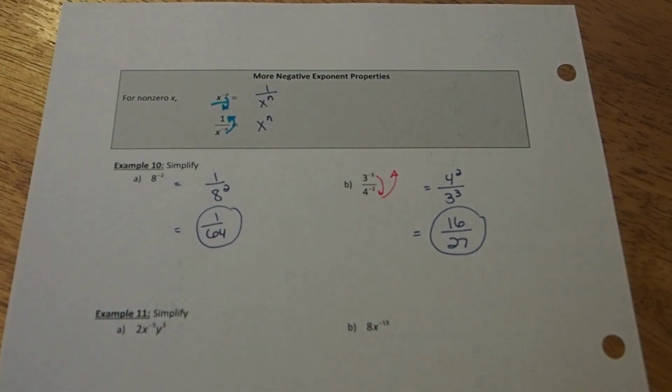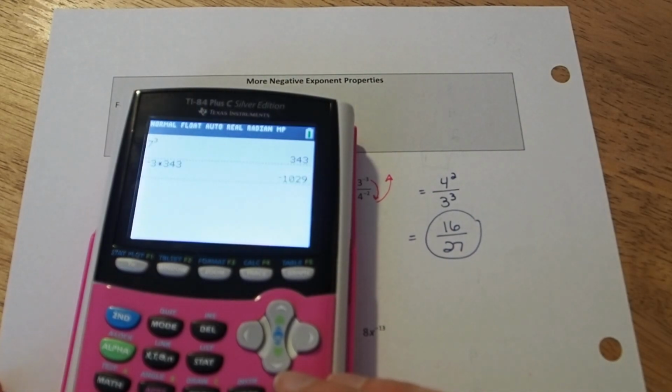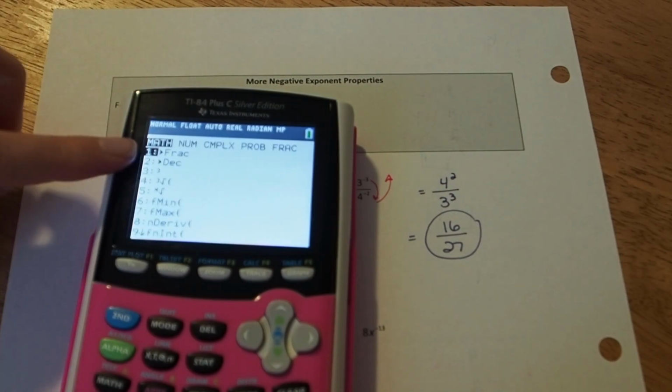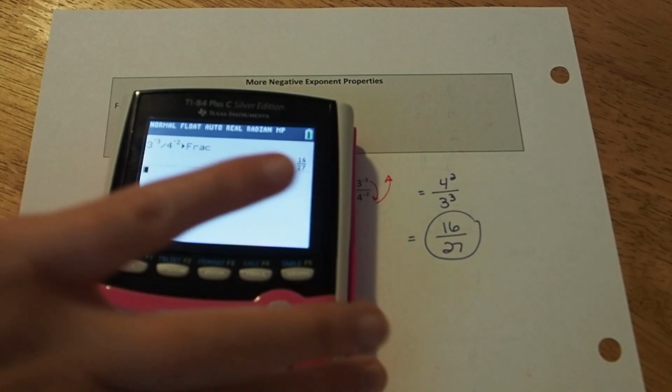If you're curious, you can check this on your calculator by checking 3 to the negative 3 divided by 4 to the negative 2. And if you use your math button to convert this to a fraction, you'll see that you do get the fraction 16 over 27. So just as a way of verifying your answer, that is what it should come out to be.